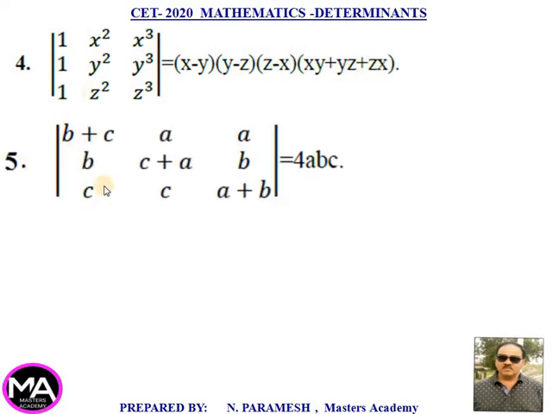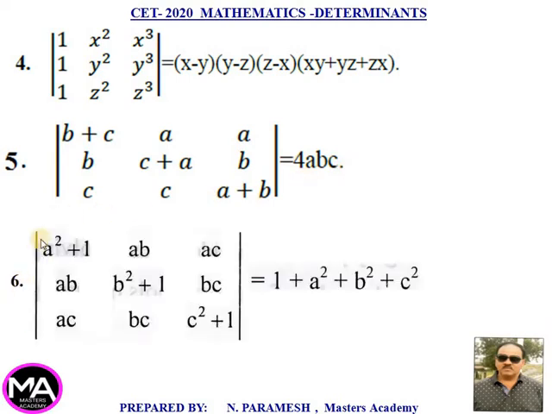Fifth point, determinant, first row B plus C, A, A, second row B, C plus A, B, third row C, C, A plus B is equal to 4ABC. Sixth point, determinant, first row A square plus 1, AB, AC, second row AB, B square plus 1, BC, third row AC, BC, C square plus 1 is equal to 1 plus A square plus B square plus C square.